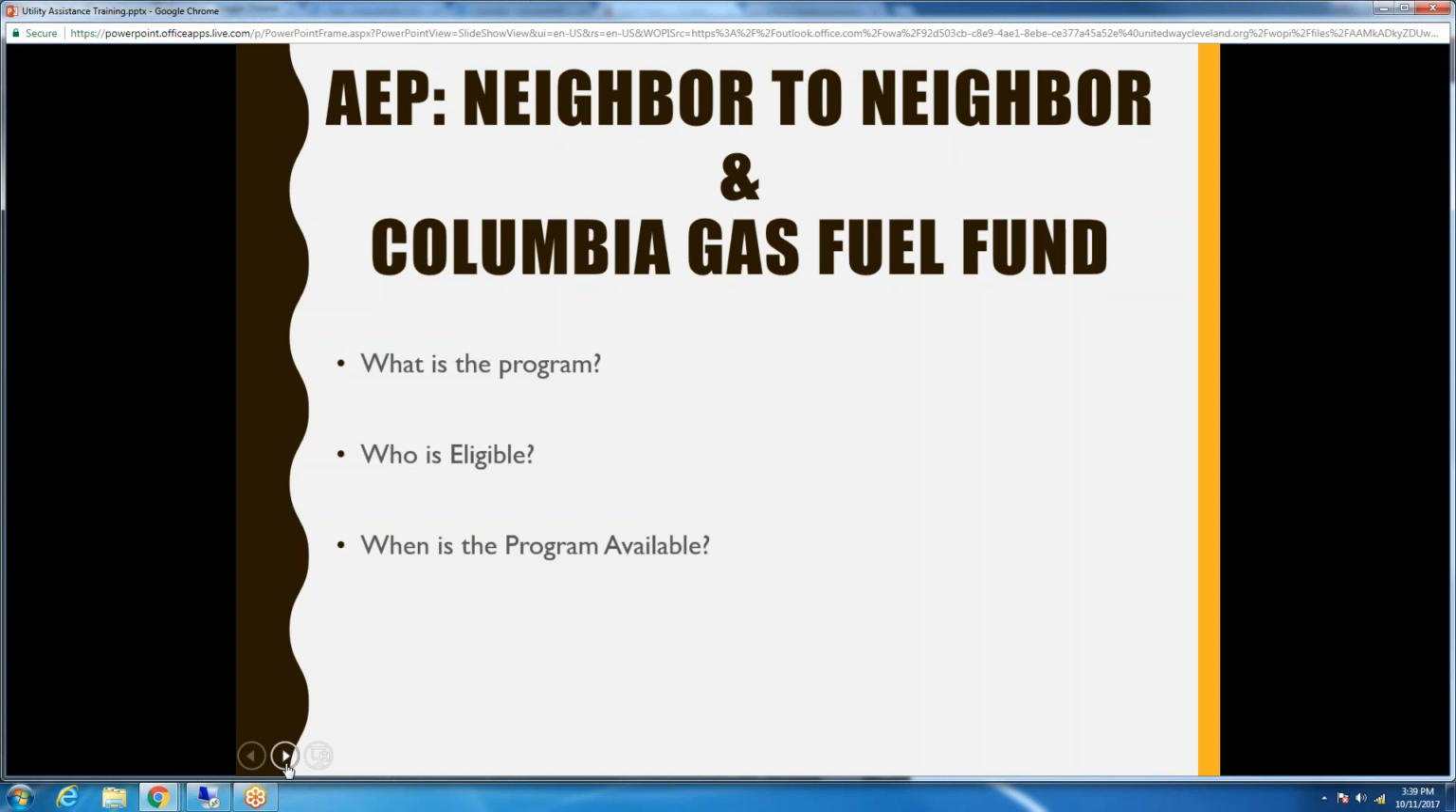And then there's also the Columbia Gas Fuel Fund, which is for Columbia Gas customers. It's a fund to use if they have exhausted all other available natural gas assistance programs, and it can pay up to $250 towards the heating cost. Once again, it's the program of last resort, and it starts at some point after HEAP starts. Okay. Any questions on those two programs?